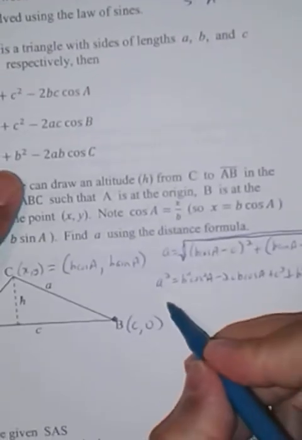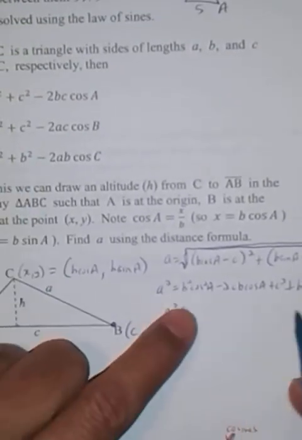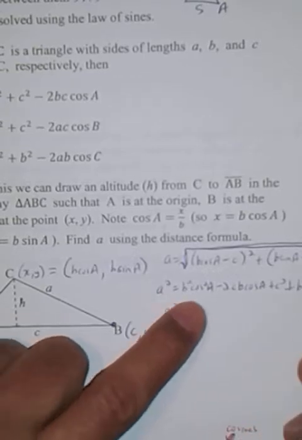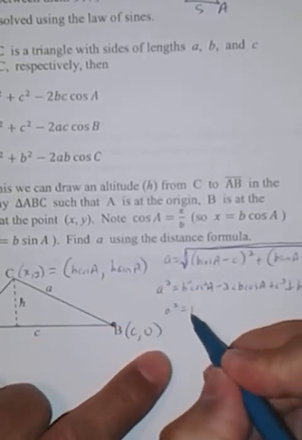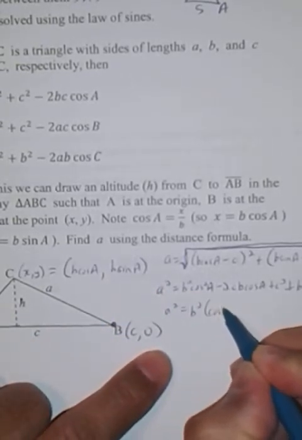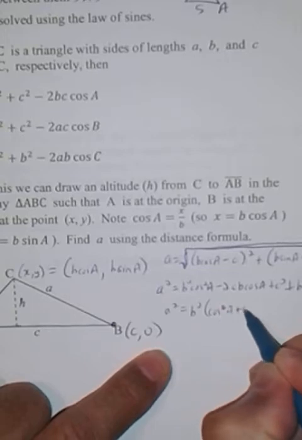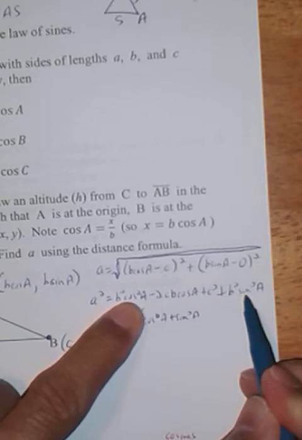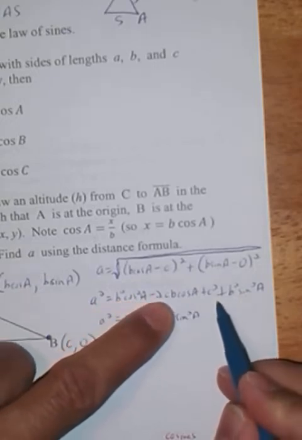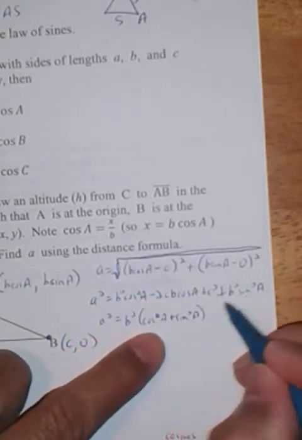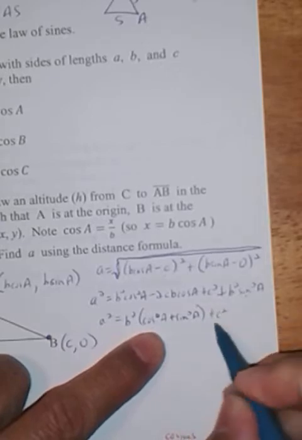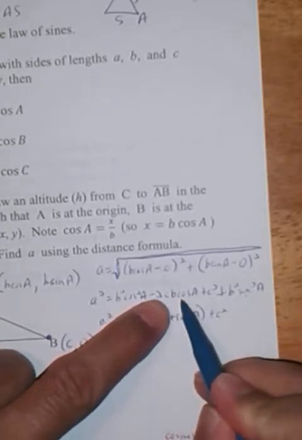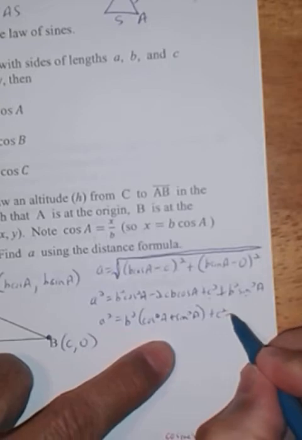So you have a squared equals, and I'm going to put these next to each other just so we can see them. I'm going to factor out the b squared also. So b squared times cosine squared A plus sine squared A, that's those two right there. And then the other two: plus c squared, that's that one, and then minus 2bc cosine A.